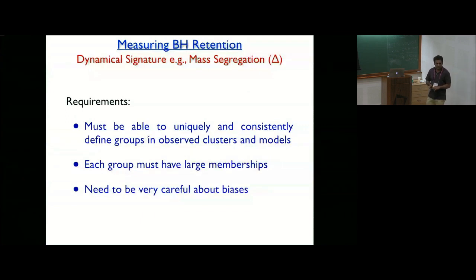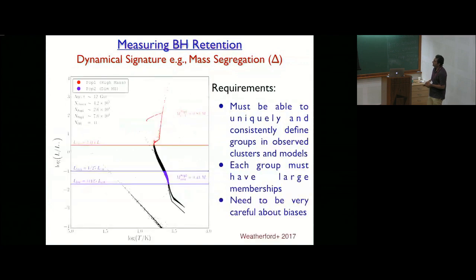Is there anything else we can do to infer something? The answer is yes. These are some of the requirements. These are robustness requirements. It's not very important at the moment. But if you think about it, this is one of the most fundamental things you see in any cluster. Okay? That's the color magnitude diagram.